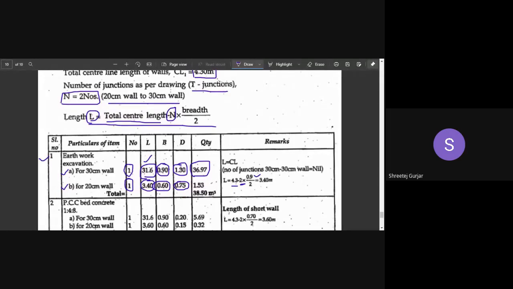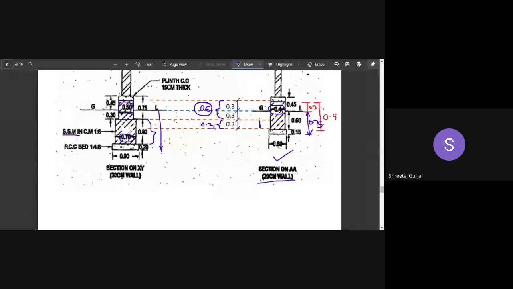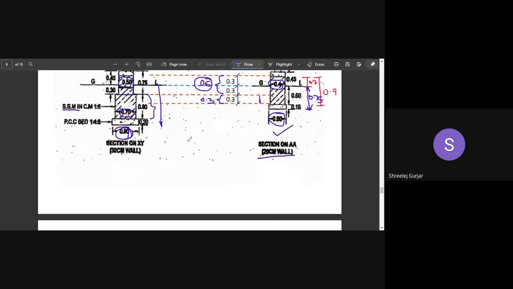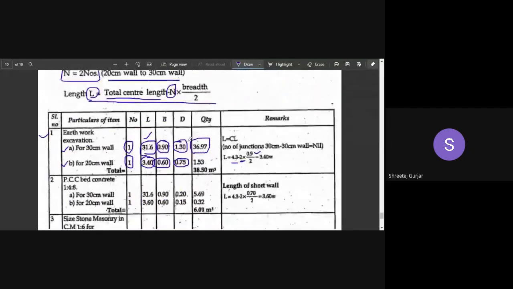Remember, whenever you have different wall thicknesses, you have to look at the same level wall thickness. You have to check whether at this level your width is more here or more here. Since you can see it is 0.6 and it is 0.9, you have to use 0.9 and not 0.6. I have explained in the long wall short wall method why we need to use 0.9 and not 0.6.